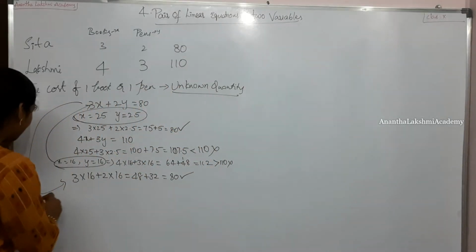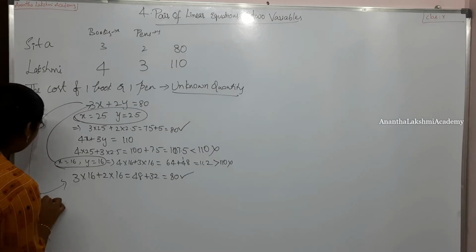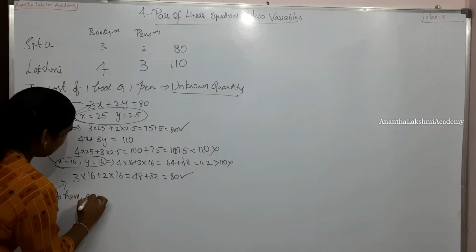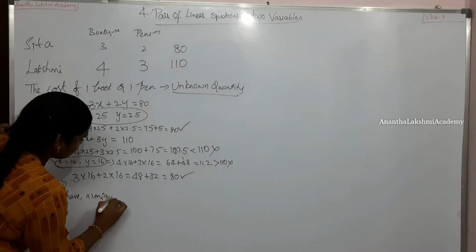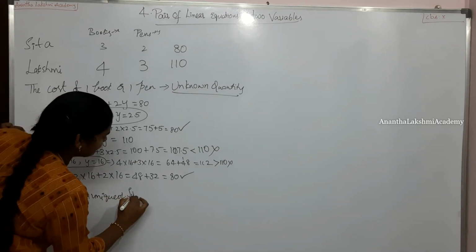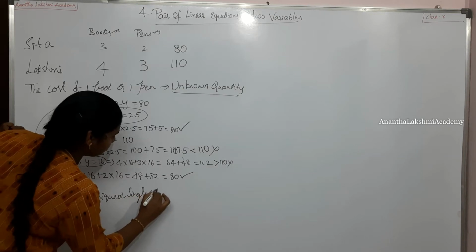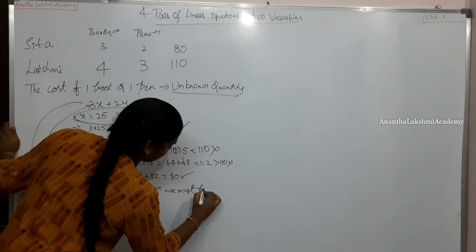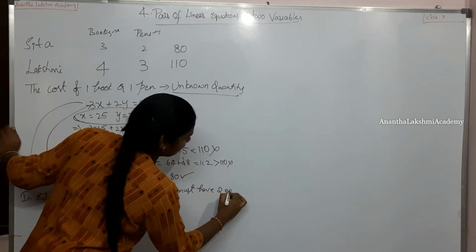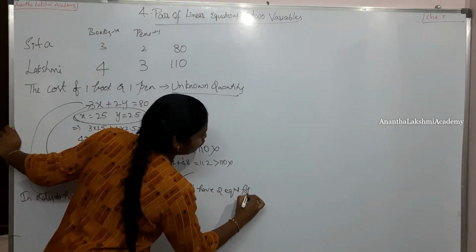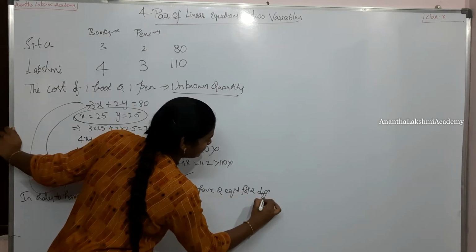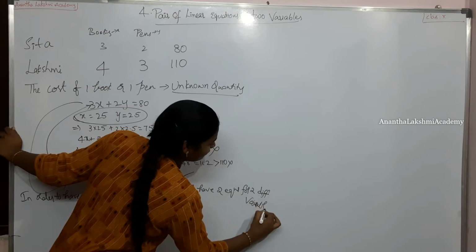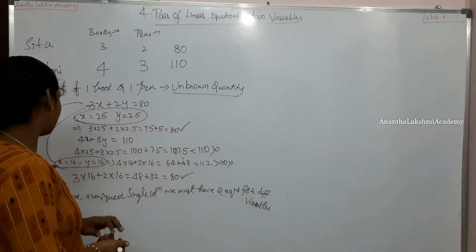So what is the case here? In order to have a unique or single solution, we must have 2 equations for 2 different variables. So what are we trying to say?